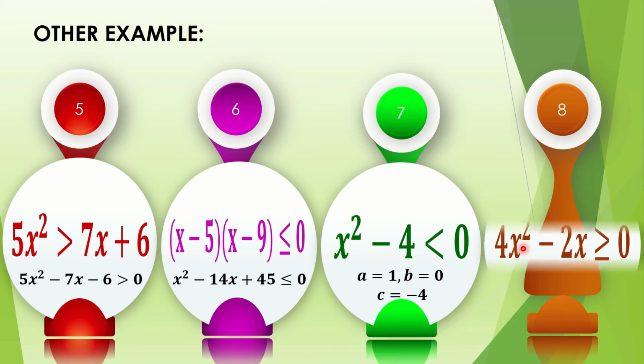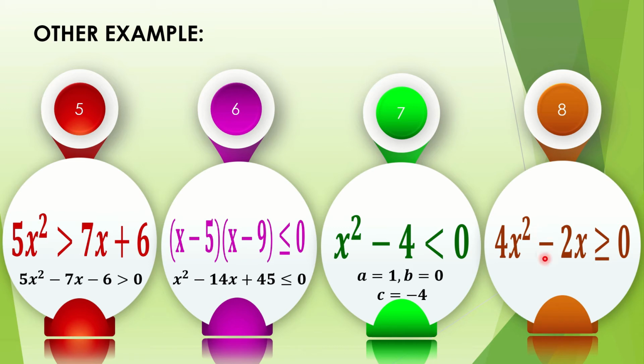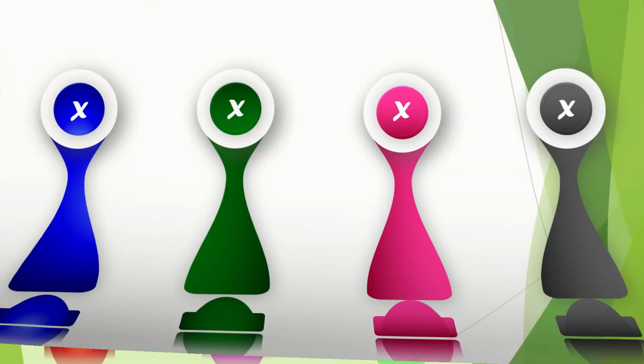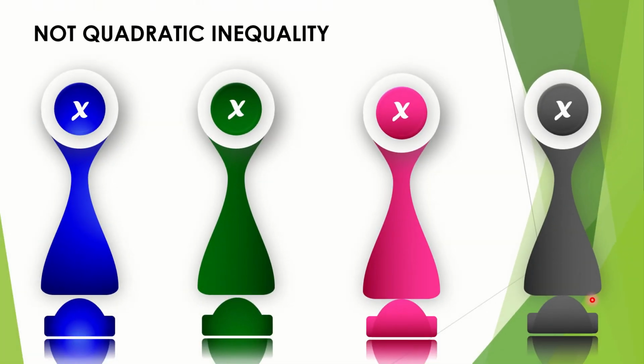Next, let us have our last example. 4x squared minus 2x is greater than or less than 0. Same with number 7, the constant is missing, meaning our a is equal to 4, our b is equal to negative 2, and the constant is equal to 0. So those are the examples of quadratic inequality. When will you say that the given is not a quadratic inequality? Here are some examples of not quadratic inequality.